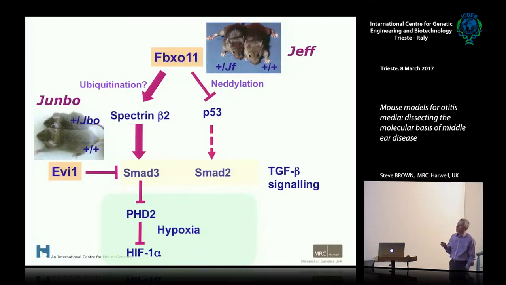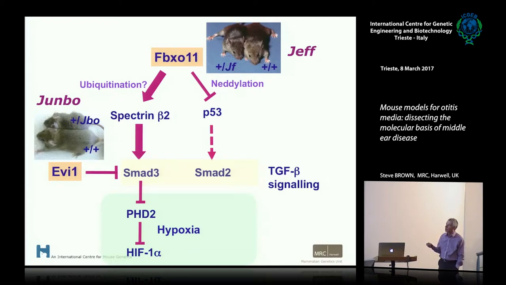So this diagram summarizes quite a lot of work in looking at these two proteins, both FBOX11 and EVI1. Let me start with EVI1. EVI1 was, as I said, a transcription factor which is already fairly well characterized, and it's a co-transcriptional repressor of SMAD3, which is an important component of the TGF-beta signaling pathway. FBOX11 also impacts upon TGF-beta signaling, but via a variety of routes, probably via ubiquitination of factors that interact with the TGF-beta signaling pathway, but certainly via P53. FBOX11, through neddylation of P53, is a repressor of P53, and P53 has extensive crosstalk, particularly through SMAD2 and P53-SMAD2 interactions with TGF-beta signaling.